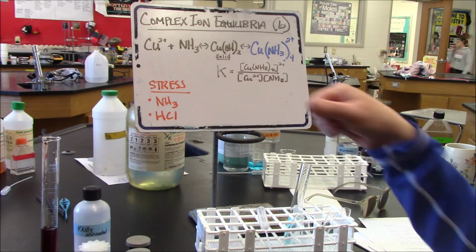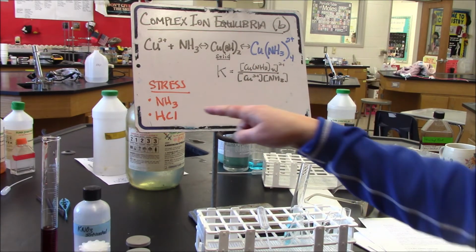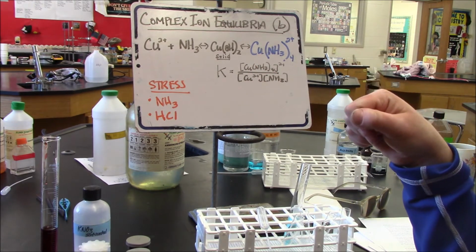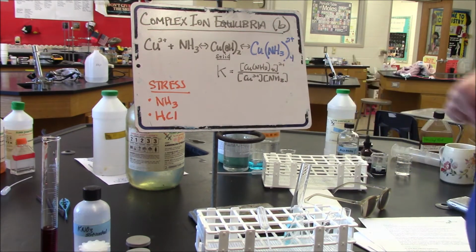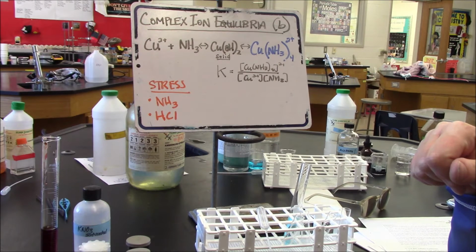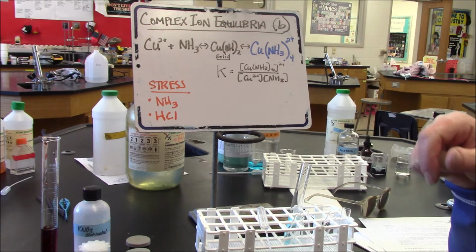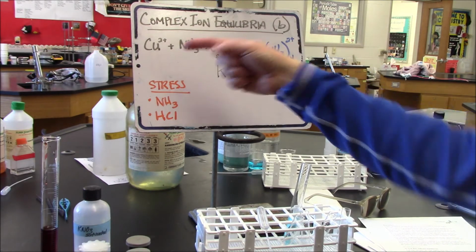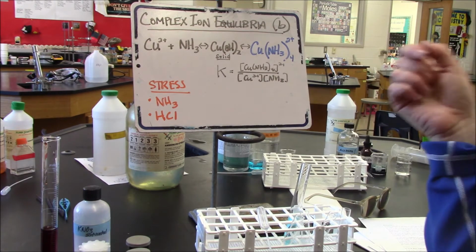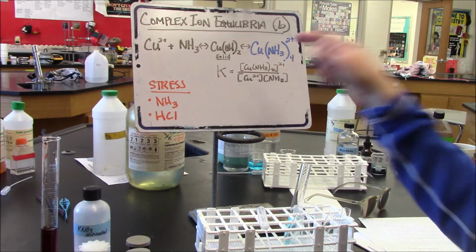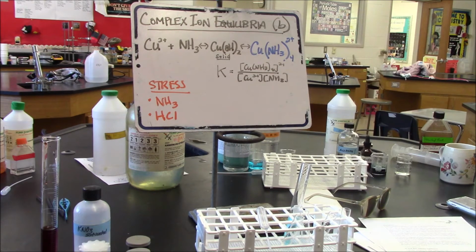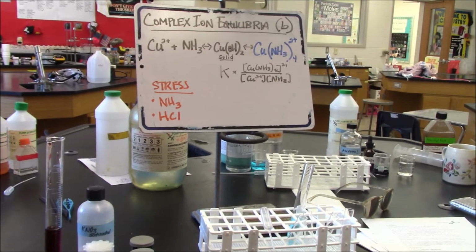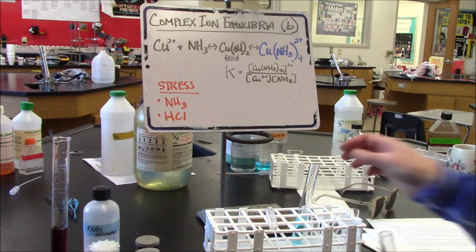Then I'm going to add different stresses. I'm going to add hydrochloric acid. Hydrochloric acid is going to pull these ammonia out of solution, and it's going to drive this to the left. And then obviously I can reestablish this complex ion by adding more of my concentrated ammonia. So let's get started here.